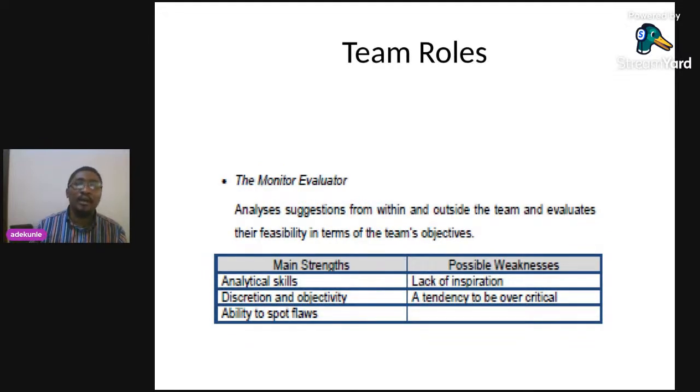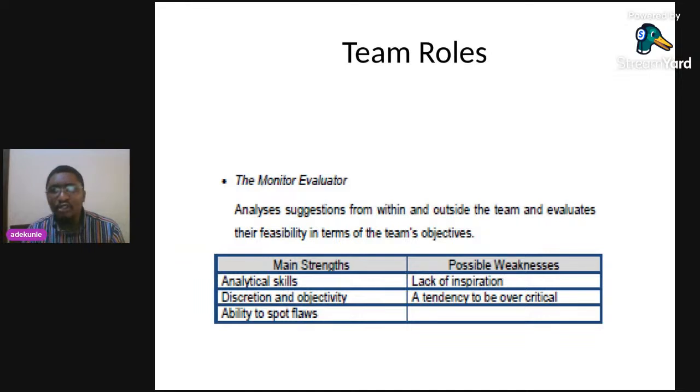And of course, we have somebody who monitors, and we call them evaluators. What they do is analyze suggestions from within and outside the team and also evaluate feasibility, in terms of, come, let's bring it to reality. You should say this thing will work. Of course, that is where the analytical comes in, they have strong analytical skills. They have discretion and they are objective.